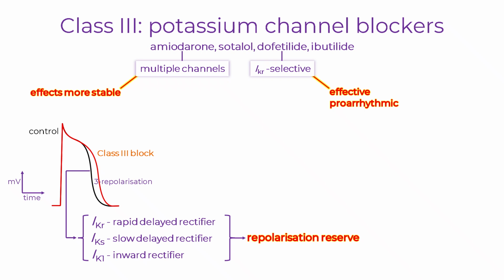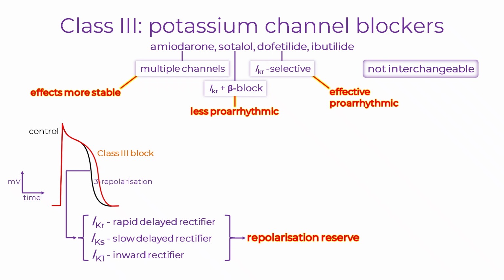Some class 3 drugs also have additional class actions. For example, sotalol blocks IKr, but also acts as a beta-adrenergic receptor blocker, which reduces sympathetic drive, limits excessive action potential prolongation, and helps protect against pro-arrhythmic effects. These differences explain why drugs within this class are not interchangeable in clinical practice.